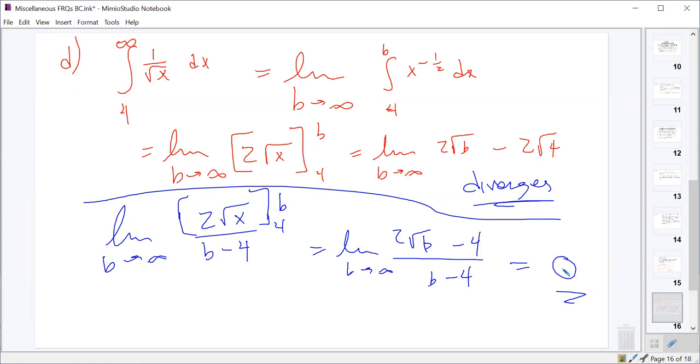And that was worth 4 points. So you would have gotten 1 point for having 2 root b minus 4, 1 point for stating that it diverged, 1 point for getting to here, and 1 point for saying that that was 0. Everybody good with that? Any questions on that?